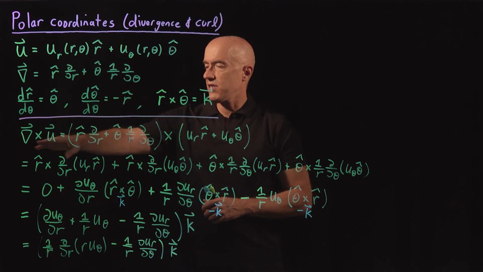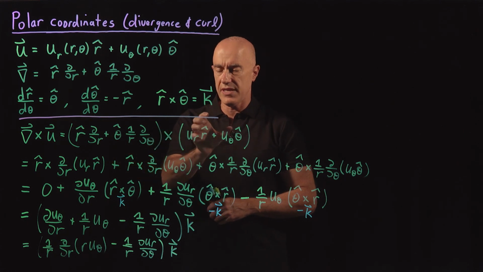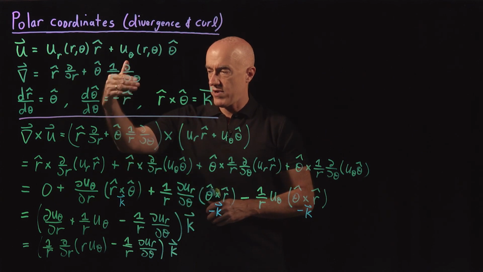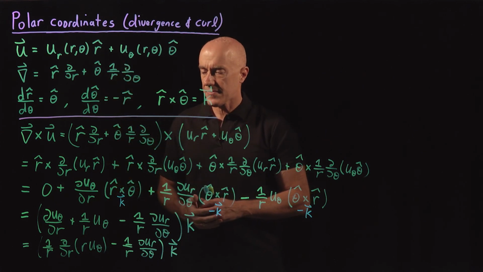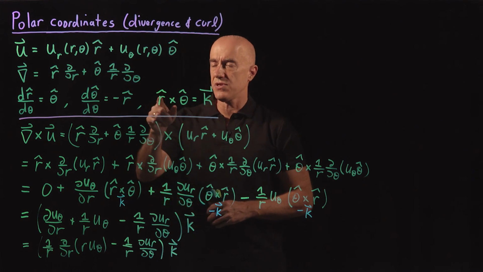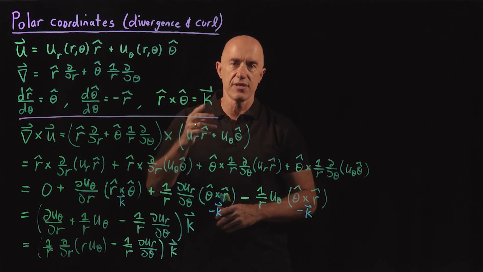We computed del cross u by taking the gradient operator cross the vector in polar coordinates. We have to take care that we differentiate the unit vectors. And we have to use the fact that r hat cross theta hat is equal to k, the unit vector in the z direction.